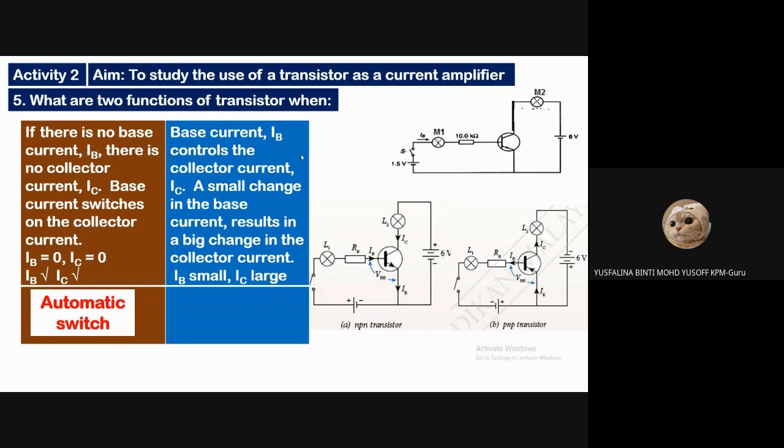So this one can become the automatic switch, and this one can become the amplifier. If you want to use the transistor as a switch, you make IB zero. Then IC will also be zero, and the transistor switches off, meaning no current flows through the bulb. If you want to use it as an amplifier, you increase the current flowing through the base, and the collector current will also become bigger.